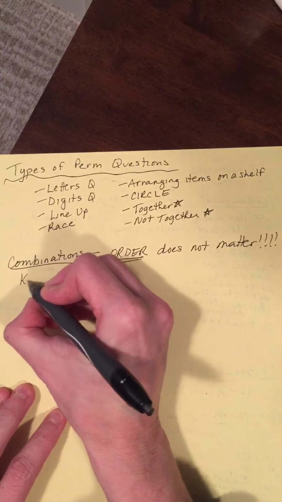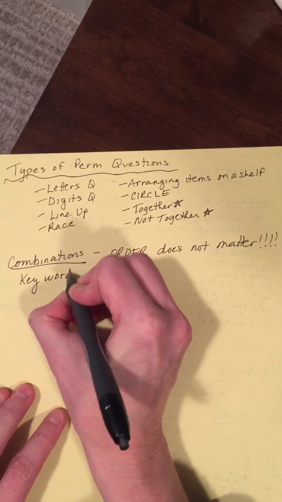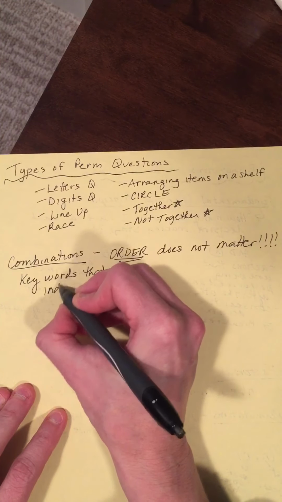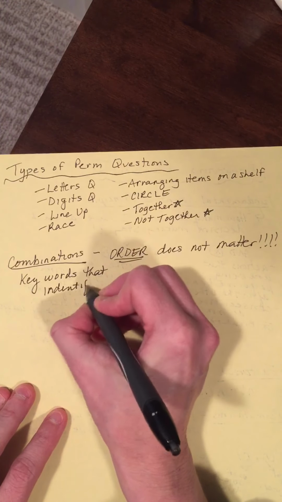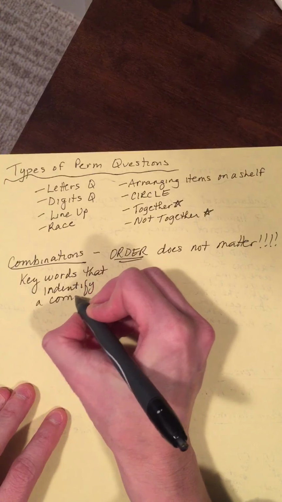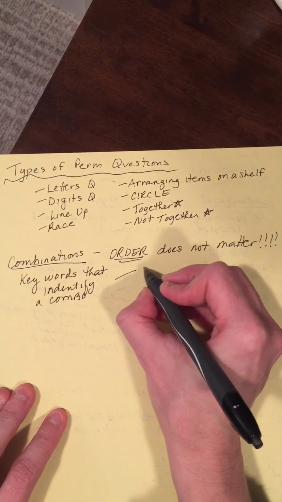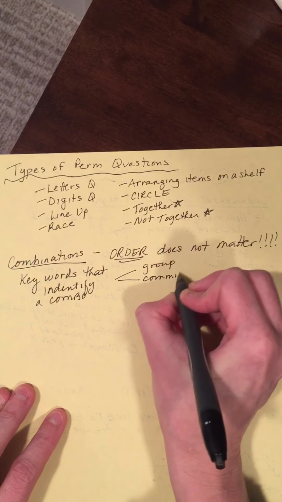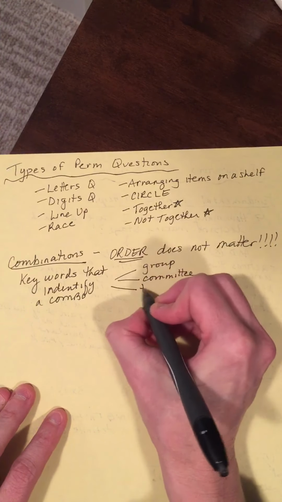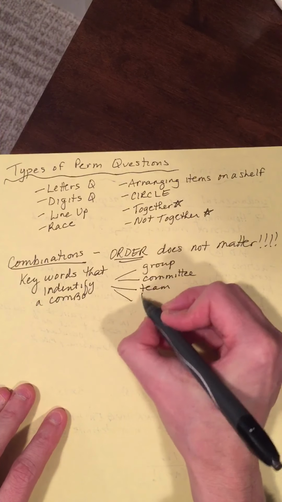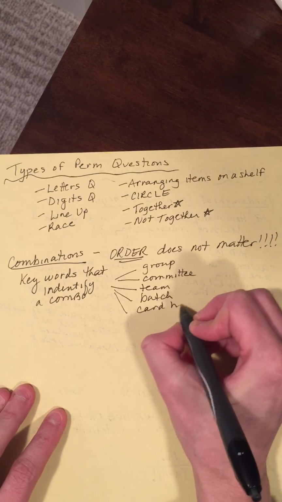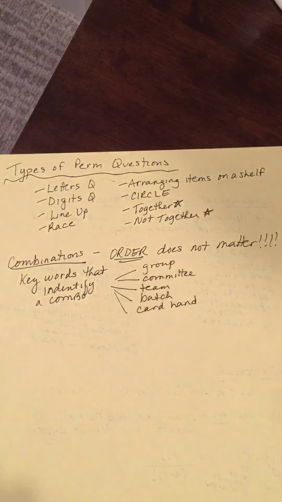Now, there are a number of key words that identify a combo, and those key words are group, committee, team, batch, and card hand. A 5-card hand, an 8-card crazy 8 hand.